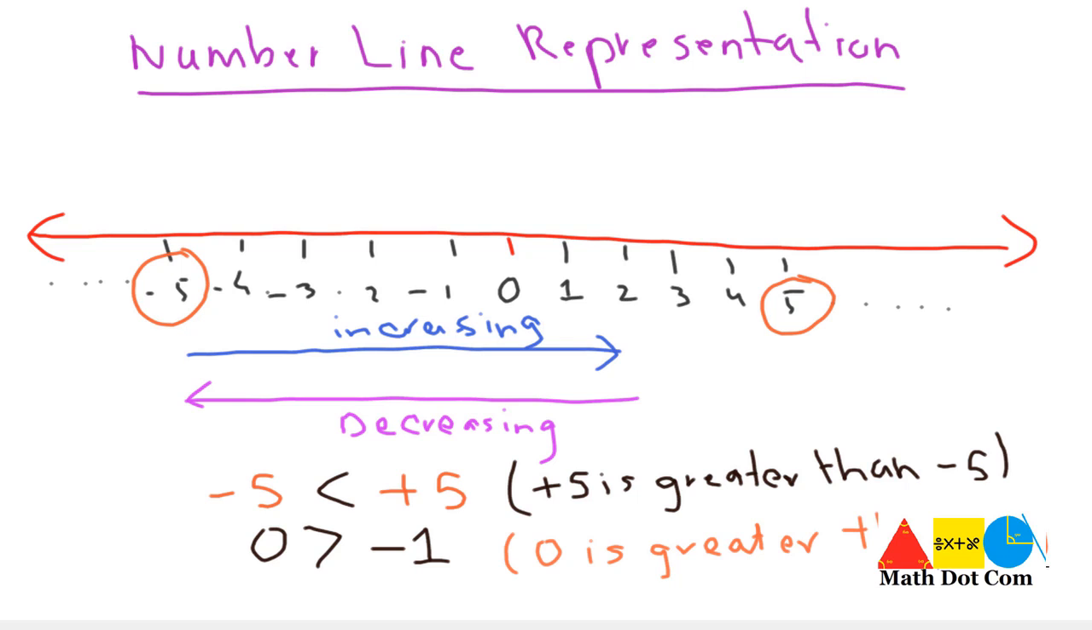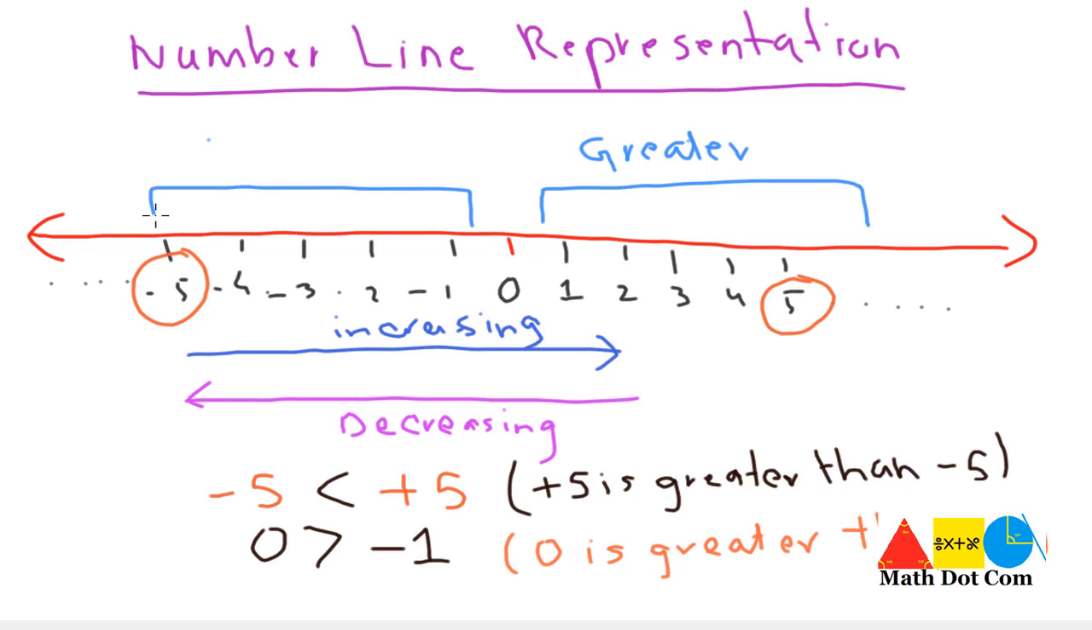It means this area is the greater side and this area is the less than side or smaller side. Okay. Also, you have got the concept of integers on the number line, how they are increasing or decreasing, how they are represented on the number line, and how we evaluate their order through the increasing and decreasing concept.